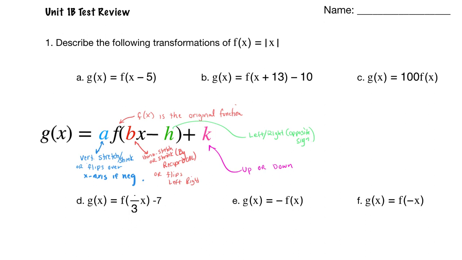Our b's here, they horizontally shrink us or stretch us by the reciprocal, and they can flip us left to right, so that's over the y-axis. The y-axis goes up and down, and so this flips it left to right over that axis. And then our k and our h, you can see what they do. H moves us left and right, always the opposite sign, and k goes up or down.